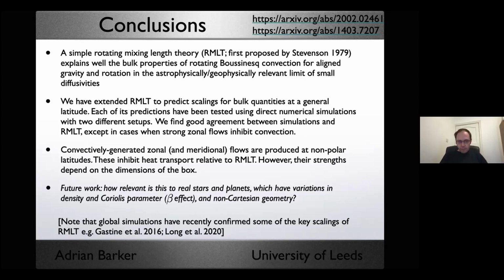So I guess there's an open question as to how relevant this is to real stars and planets, which are not Cartesian boxes of convection, which have variations in the Coriolis parameter, the beta effect, and non-Cartesian geometry. But some of these scalings have also been found in global simulations as well, some of the Nusselt-Rayleigh scalings that I mentioned, indicating that the ideas in this theory are likely to carry over to spherical systems as well.